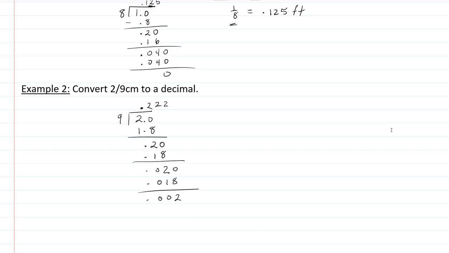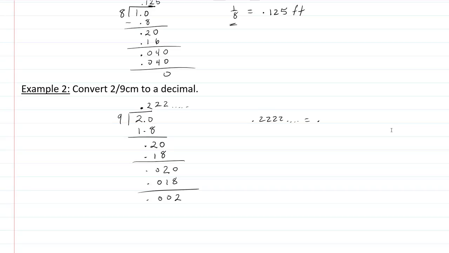0.002. Well, we keep getting 0.2, or 0.02, and then 0.002, and so on. These 2's on top will never stop ending. We'll always get more 2's. So this is what we call a repeating decimal. It continues forever. So we can write a repeating decimal like 0.2222 going on forever.